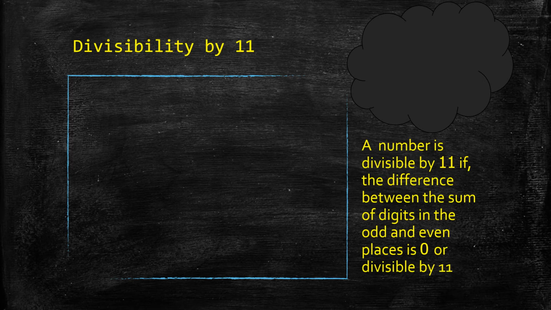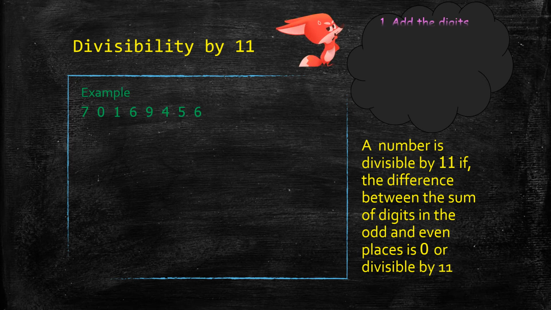Very easy, right? The last one, divisibility by 11. The rule seems to be confusing, but when you see with some examples, it will be very easy, and Foxy is going to tell us step by step what to do. See, look at this example. We have a big number here. So what should we do? What should we do, Foxy?